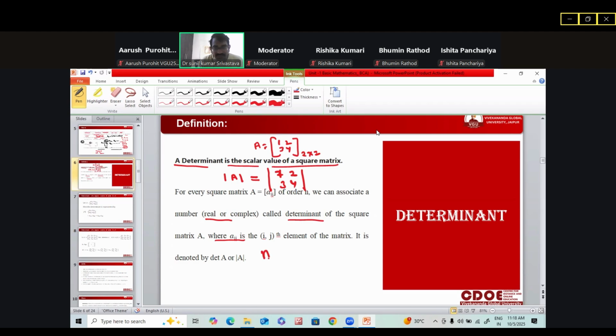Suppose we have a matrix A that is given by 2, 3, 4, 6. Therefore, its determinant will be written in the form of 2, 3, 4, 6.